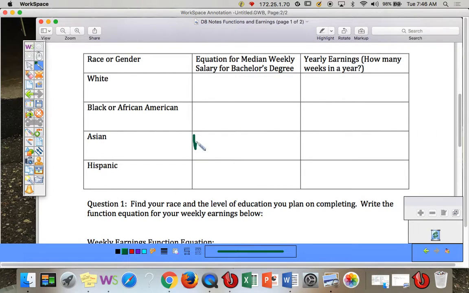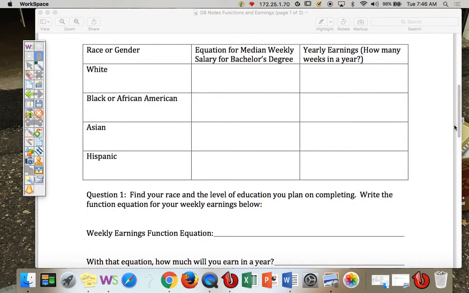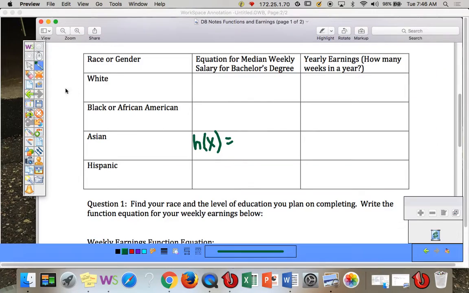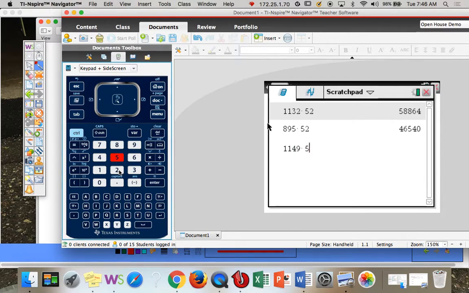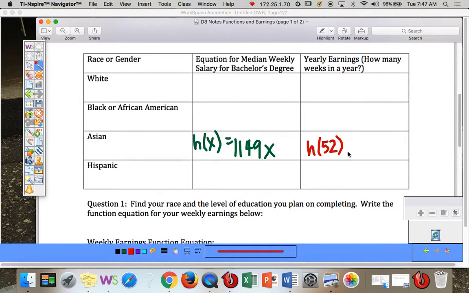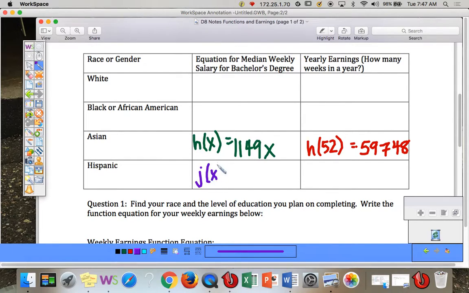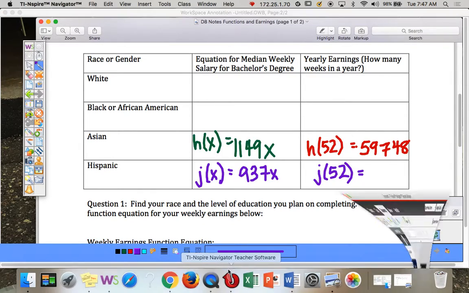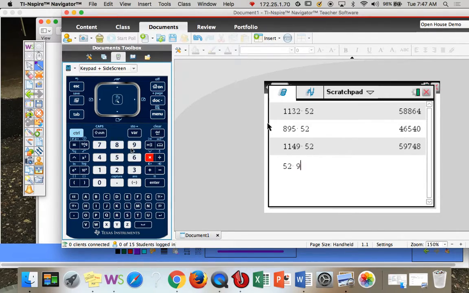All right, so for Asian, let's do h of x, and it was 1149x. And so if we want h of 52, we plug the 52 in for x and take 1149 times 52. And it's 59,748. And let's look at Hispanic with a bachelor's degree, 937. So we'll do j of x equals 937x. And so if you want j of 52, you plug in. Let's do 52 times 937. It's 48,724.